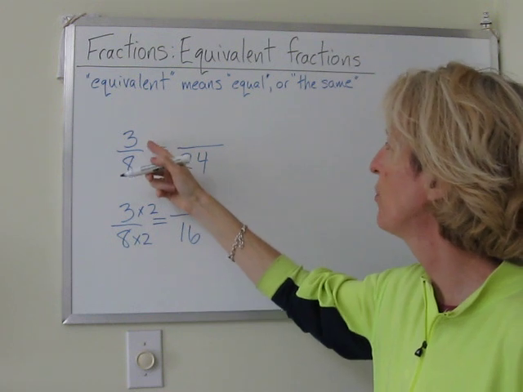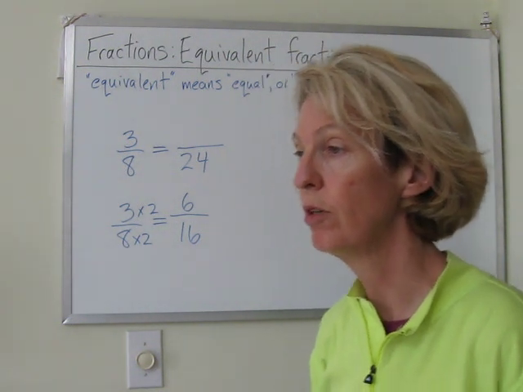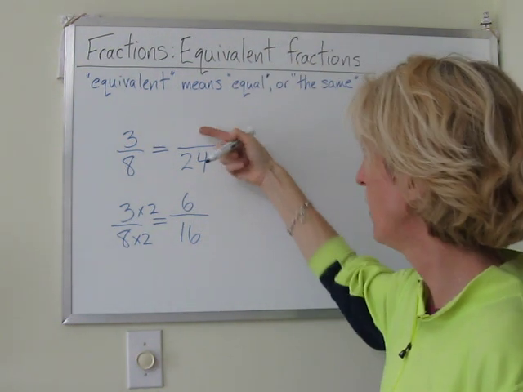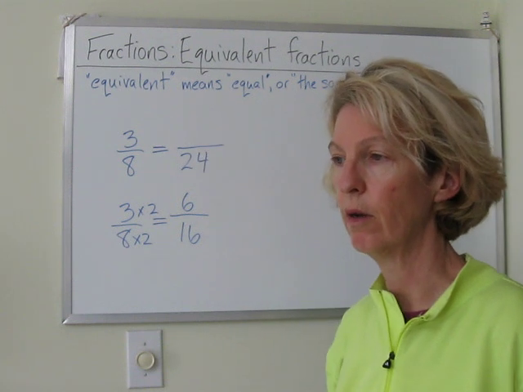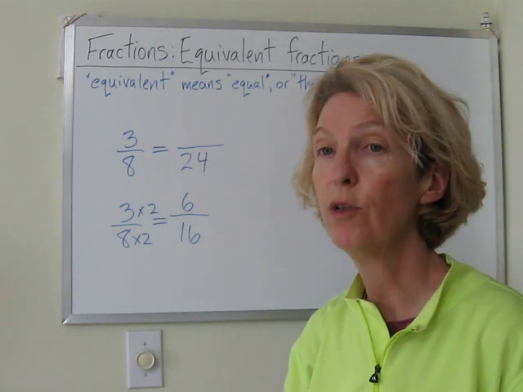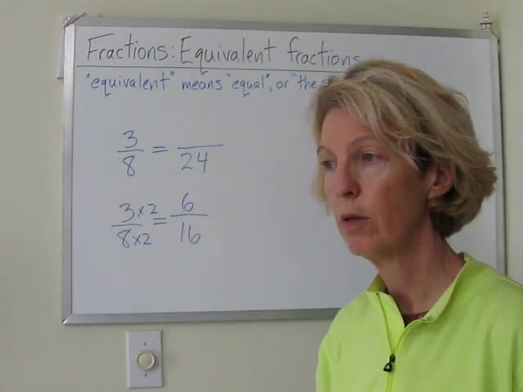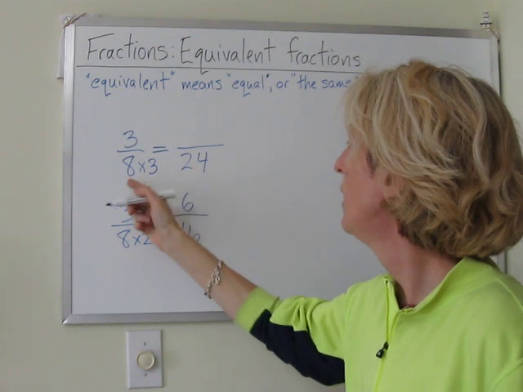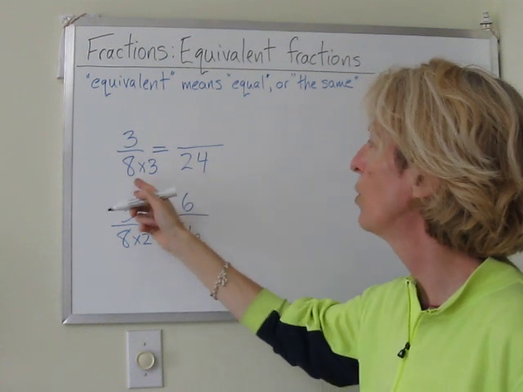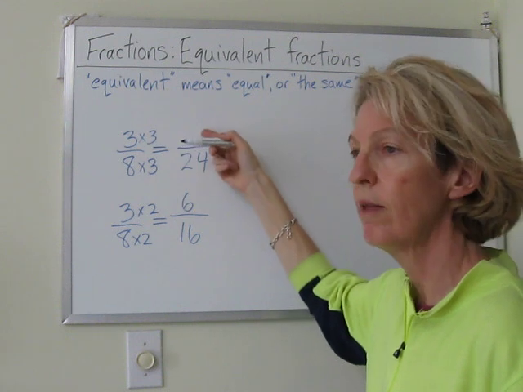Now, if we have 3/8 and we have to write an equivalent fraction on a test and they give you a blank over 24, what's the numerator that's missing here? What you do to the bottom, you do to the top. What do we do to 8 to get up to 24? We multiply it by 3. Okay, 8 times 3 equals 24. What we do to the bottom, we do to the top. 3 times 3 gives us? 9.